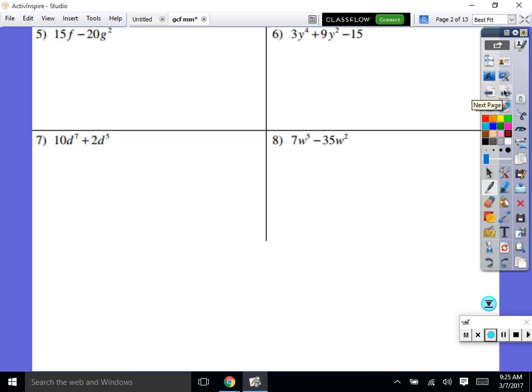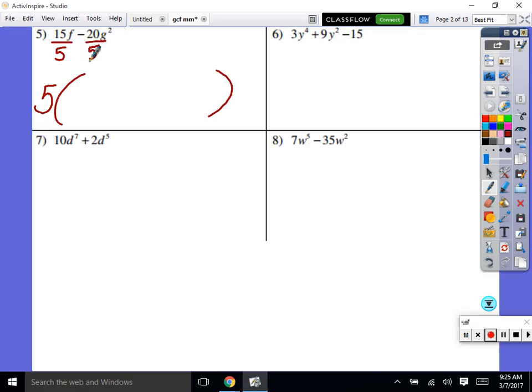Okay, a couple more examples, and then I'm going to let you start practicing on your own. Are you guys following along? Okay, number 5. It says 15f minus 20g squared. So 15 and 20, let's focus on those. 5? Okay, let's pull out a 5. And now f and g, not the same, nothing the same. So that's all we can pull out is a 5. So now do a 5, do your parentheses. Now let's see what's left.